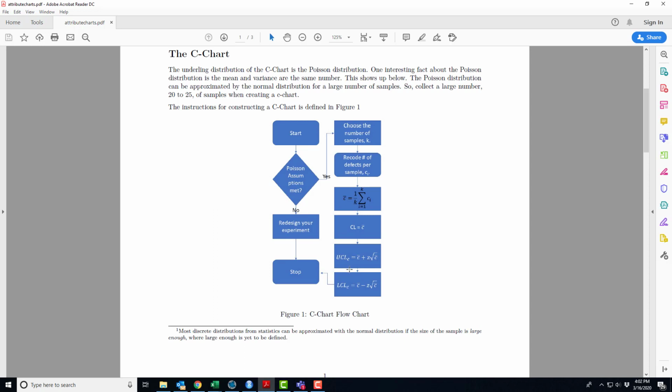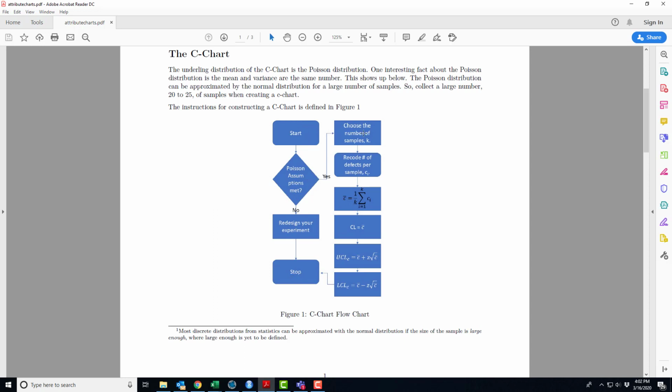You can look at the characteristics of a Poisson distribution. In fact, you probably should. They're in my lecture notes, but they're also on page 238 in the textbook. So, moving along, how do I create this type of chart? Notice this is fairly simple. In fact, it's much simpler than some of the other charts we've looked at. If I don't meet the Poisson assumptions, I probably ought to redesign my experiment and start all over again.